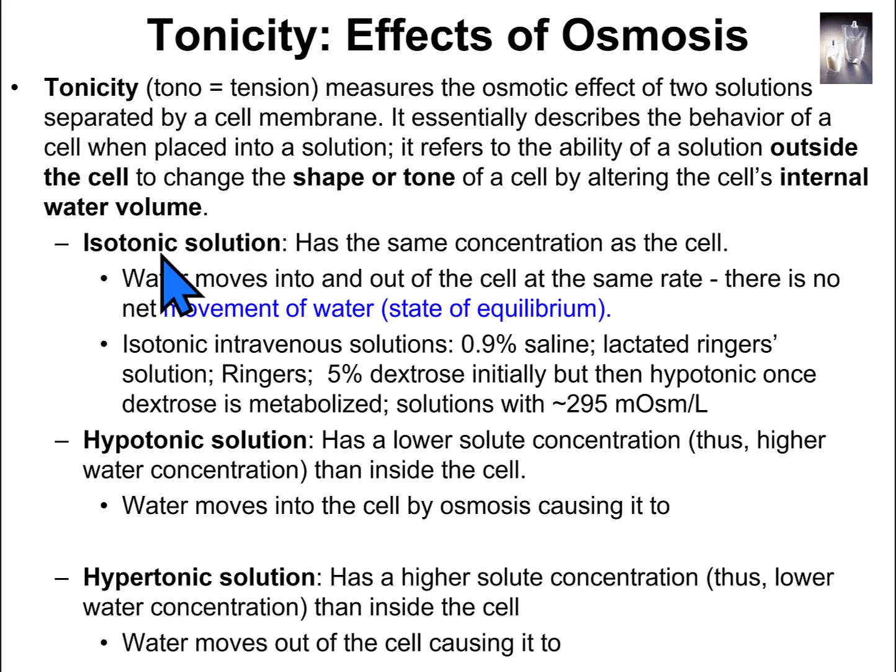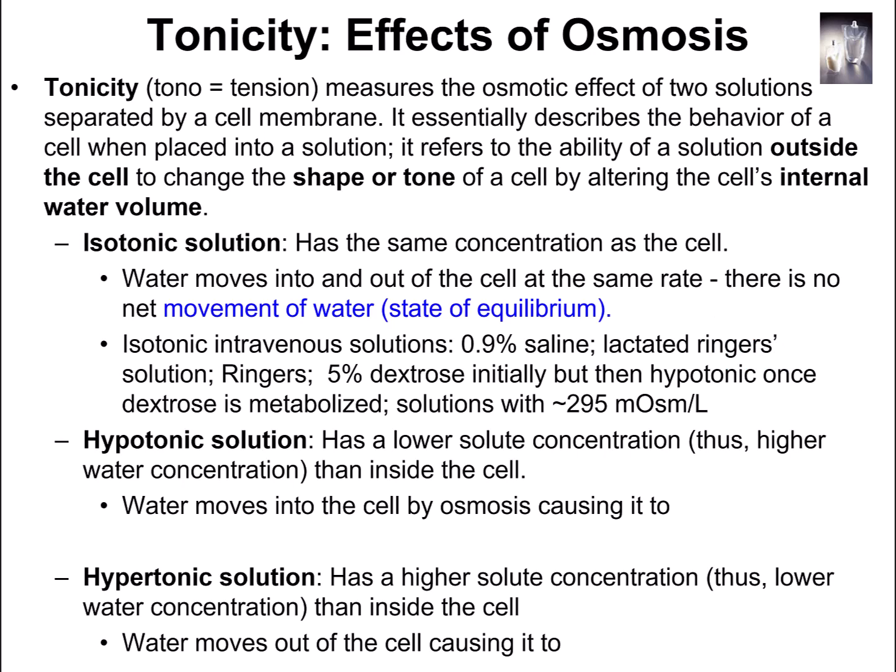In an isotonic solution, it has the same concentration as a cell. Outside of the cell and inside the cell, it's the same concentration. Therefore, water is going to move into and out of the cell at the same rate. There is no net movement of water. It's in a state of equilibrium.